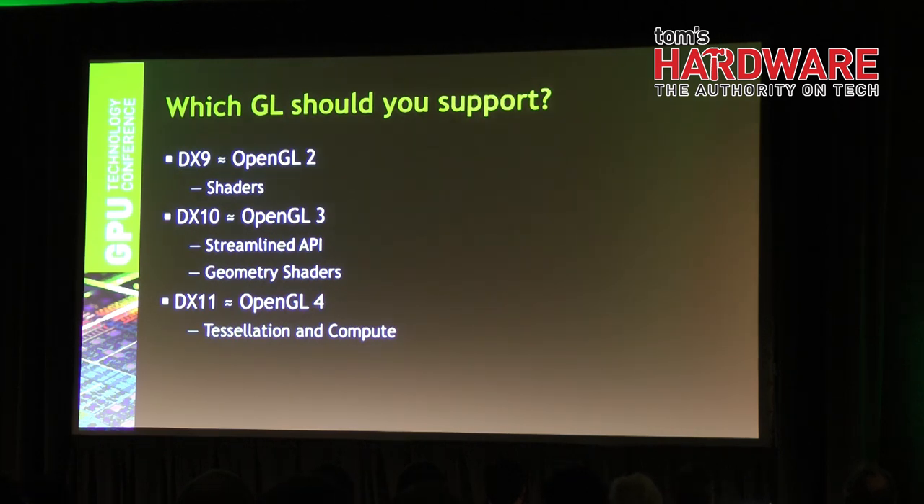But before we get started with that, we should probably talk about what GL version you should be targeting. The simple rule of thumb that I have is that it's basically DX level minus 7 is the OpenGL level that you want to target. So if you're a DX9 application, then you need to support at least OpenGL 2. If you're doing geometry shaders, then you're DX10, so you need to support OpenGL 3. And if you're really cutting edge, then you're going to be doing tessellation and compute, so you need to do OpenGL 4.